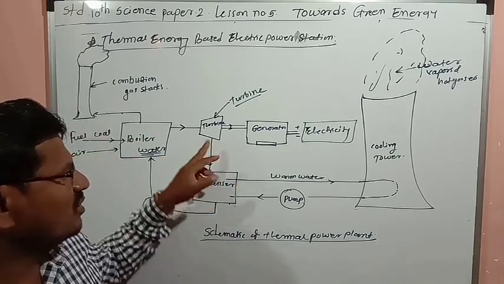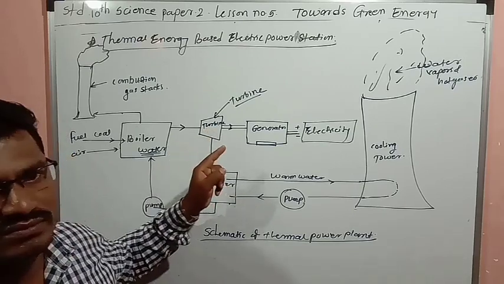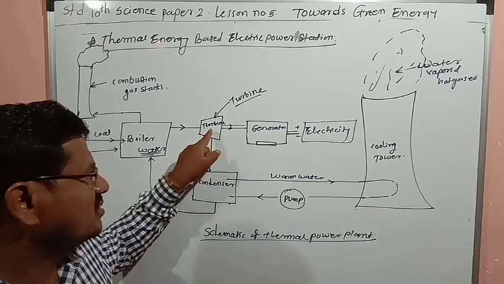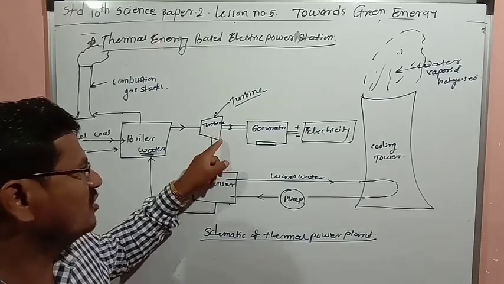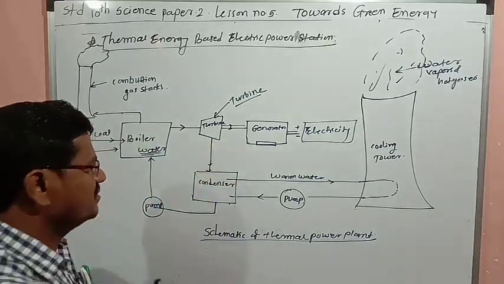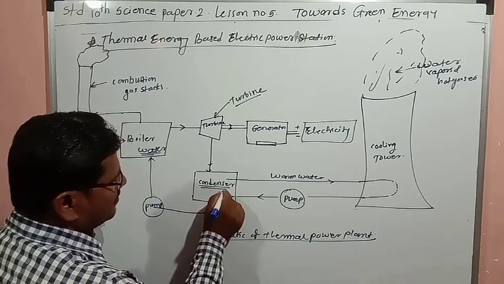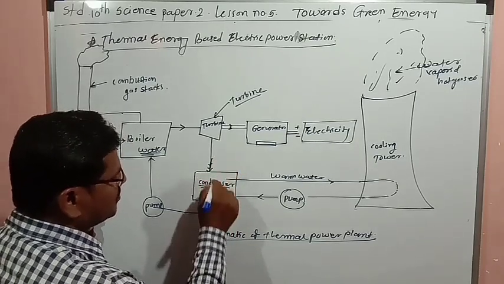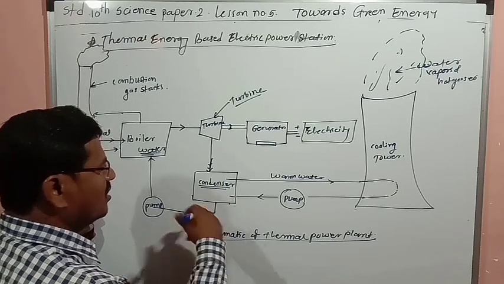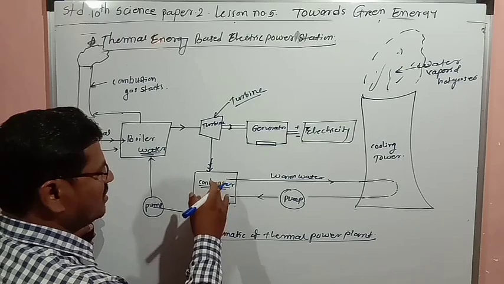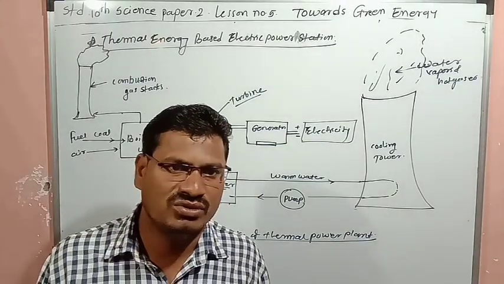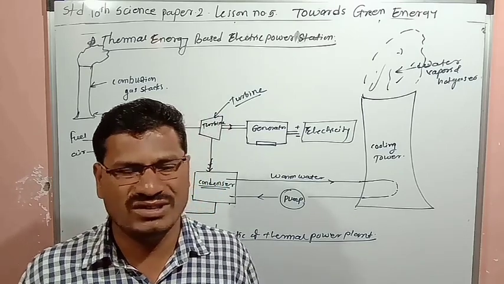When the turbine is rotating, the speed of that steam decreases. That steam is now taken to the condenser. What is the role of the condenser? The condenser is used to convert steam into water once again.